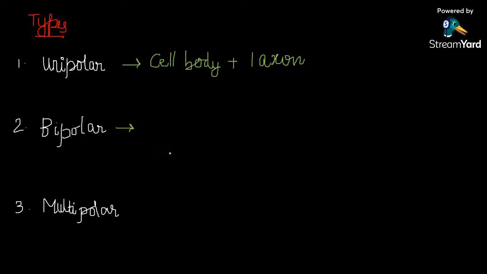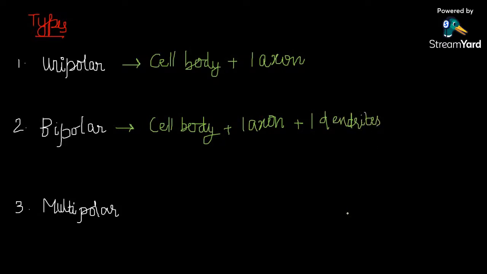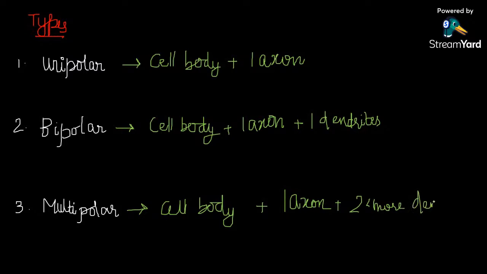Bipolar neuron means cell body plus one axon plus one dendron or dendrite. Clear? That is the next one. Multipolar means you will have what? The cell body plus one axon plus two or more dendrites.